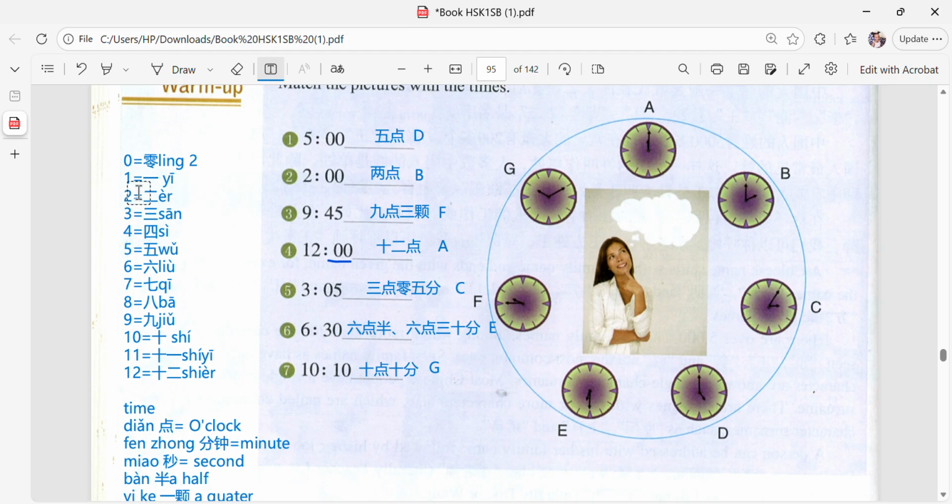Yi, Er, San, Si. So you're going to repeat Yi, Er, San, Si 4 times. Ready? For a count of 3, 2, 1. Yi, Er, San, Si. Again. Last time. Yi, Er, San, Si. Now we're going to count from 5 to 8.